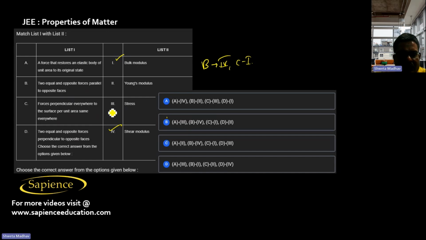Then that will cause Young's modulus. That is the second one. So D will be 2. And so obviously A will be the third one, which is stress. So force that restores an elastic body of unit area to its original state, I can say it is force per unit area, that is stress. So A3, B4, C1, D2. So option B is the correct answer.